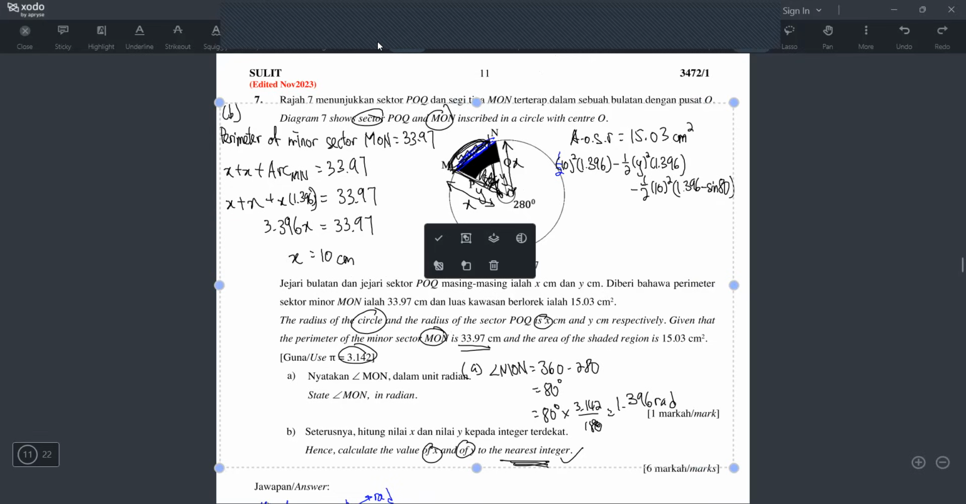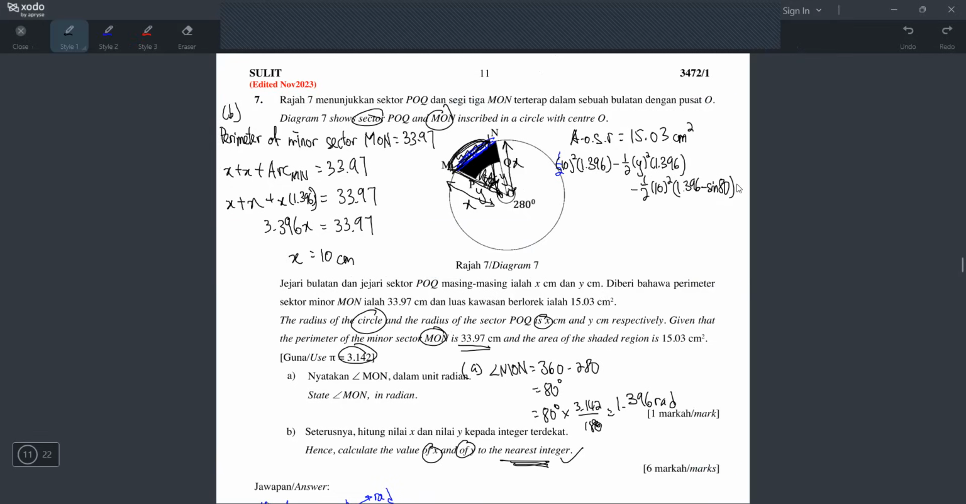Yeah, like that. Okay, so this whole thing equals to what? 15.03. Okay, like that. Now I calculate this one first. So 1 over 2 times 10 square, which is 50, because 10 square is 100. So 100 divided 2 is 50 times 1.396. My calculator gives me 69.8.